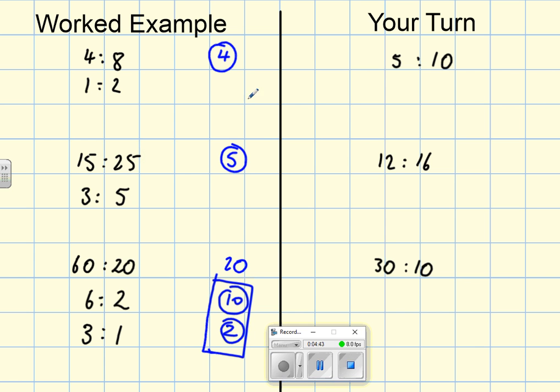The solutions to your turn. So in this one here, I'm looking at the 5 times table, and 5 times by what gives me 5? 5 times 1. 5 times by what gives me 10? 2. It is a ratio 1 to 2. The second one, I'm spotting that as my 4 times table, and it's going to simplify to 3 to 4. And this final one, I'm spotting it's my 10 times table, and it'll simplify to 3 to 1.